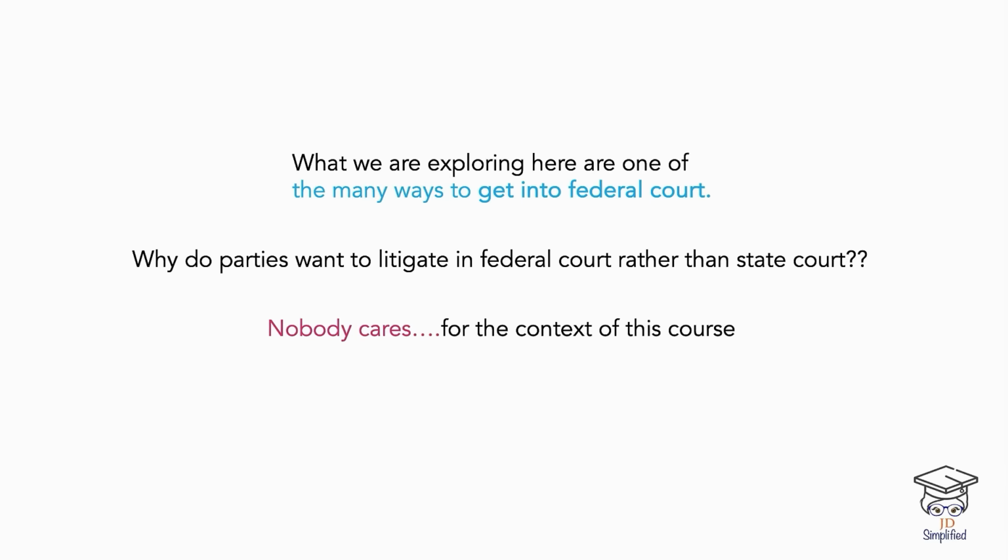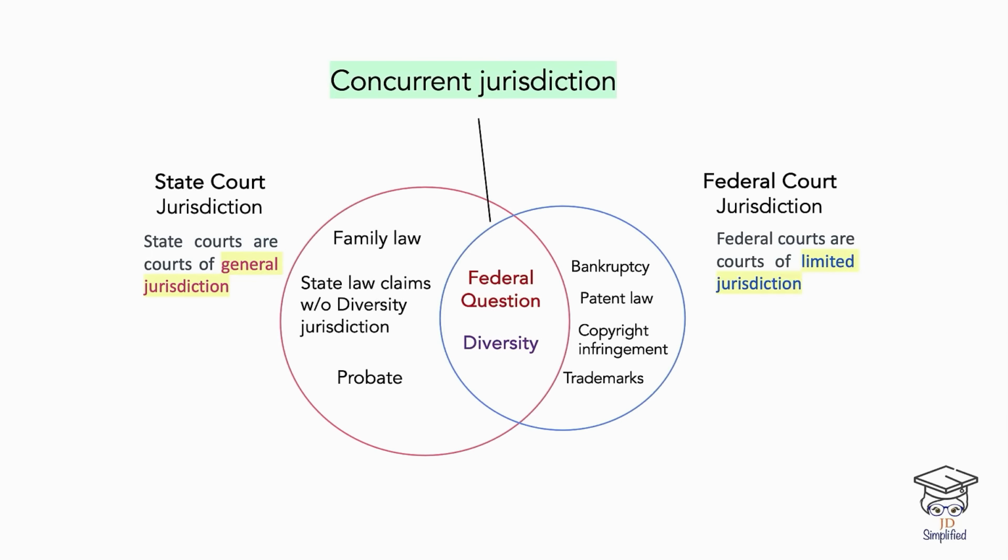For the context of this course, we're focused on the how. How do we get a case heard by a federal district court? As you can see here, state courts have exclusive jurisdiction over some types of cases. Federal courts have exclusive jurisdiction over some types of cases too. And they have concurrent, shared jurisdiction over federal question and diversity cases. A big part of this course will entail you identifying these cases right here in the middle, diversity and federal question, and explaining the legal mechanism by which they can be heard by a federal court.